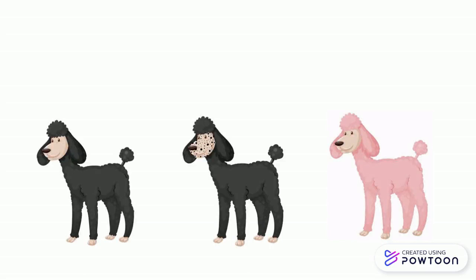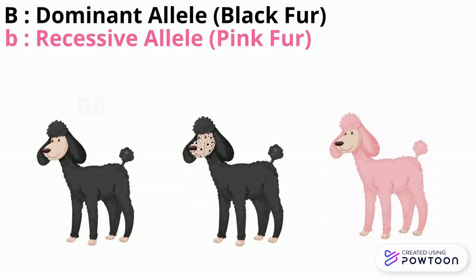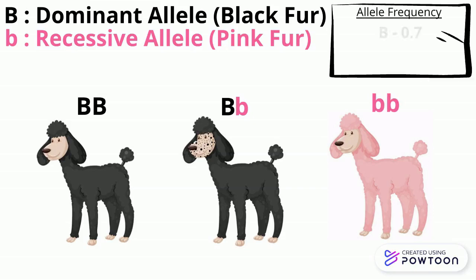So let's start with an example to go over the equation itself. Here are three poodles of the same species with a slight difference of pink and black fur colors. All poodles in this population's genotypes will either be Big B, Big B, Big B, Little b, or Little b, Little b. Our allele frequency will be 70%, or a frequency of 0.7 alleles are Big B, and 30%, or a frequency of 0.3 of the alleles are Little b.